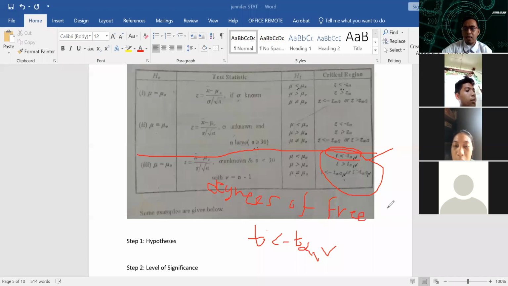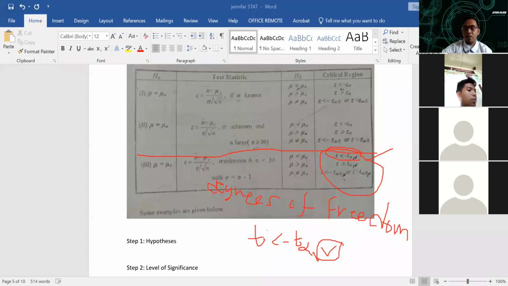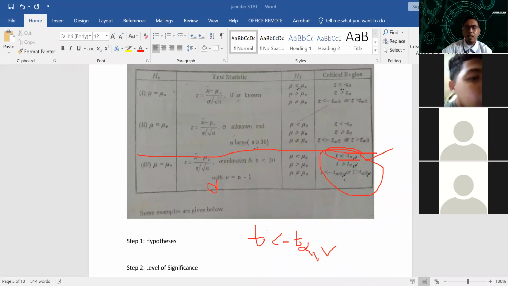V is called the degrees of freedom, and that is denoted by V. And how to compute your degrees of freedom? That is just n minus 1. Whatever is your sample size, you subtract it by 1.